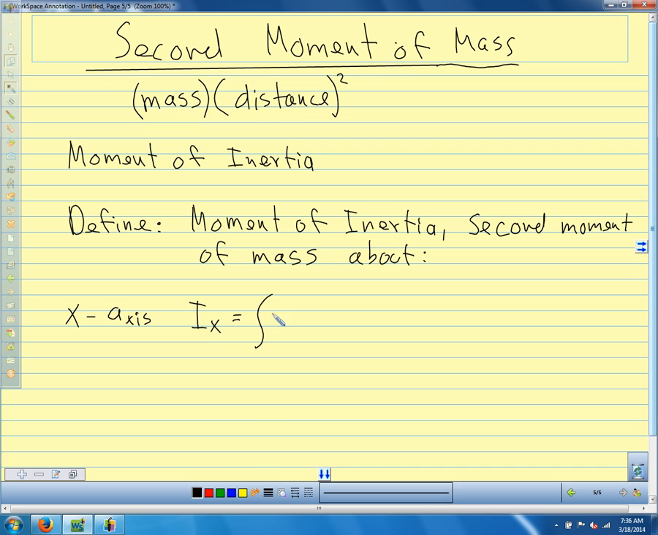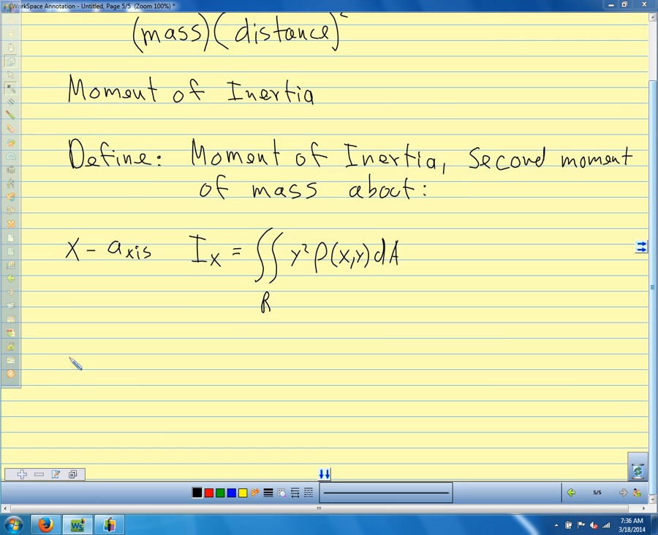is going to be the double integral over our region of the square of the distance from the x-axis, y squared, times our mass. And about the y-axis, I sub y, we're going to take the double integral over the region of the square of the distance from the y-axis, x squared, times our density, times our area for our mass.